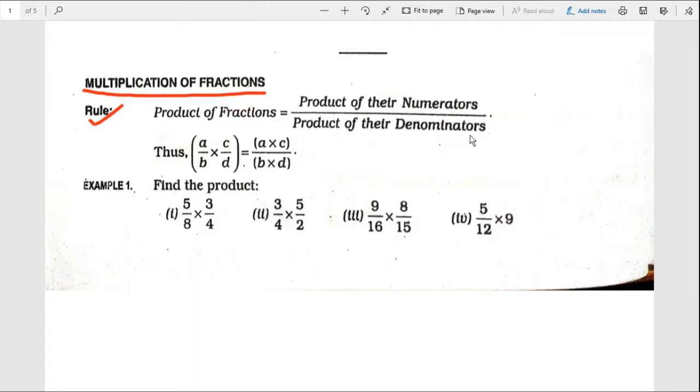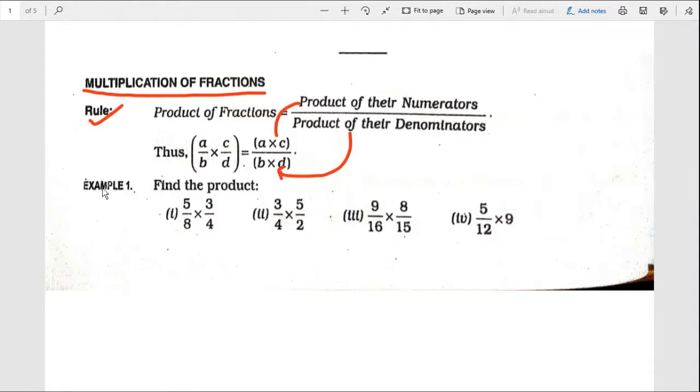See here, thus a by b into c by d. Here a by b is a fraction and c by d is another fraction. So numerator into numerator, a into c, and denominator into denominator, b into d. The product of fractions is equal to the product of their numerators by the product of their denominators.